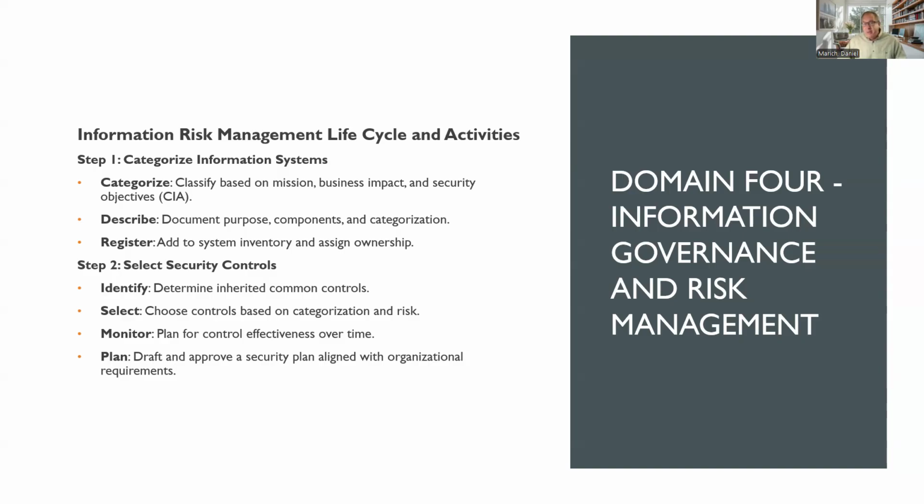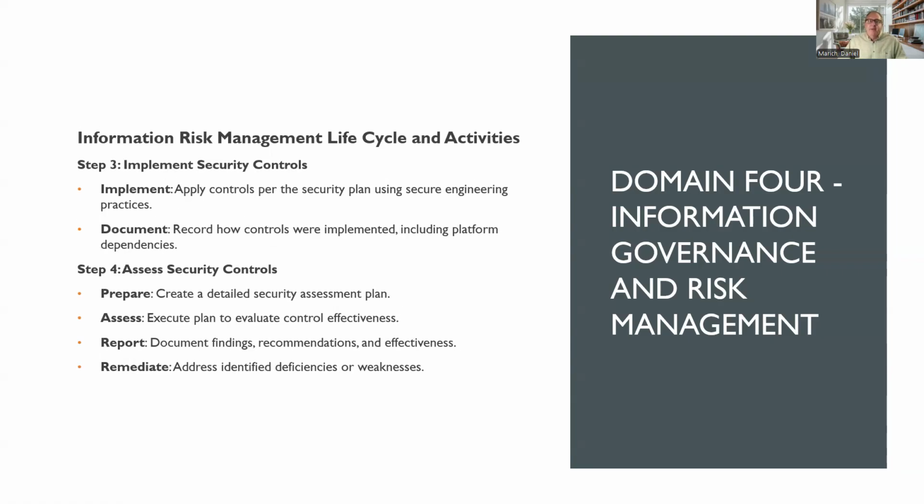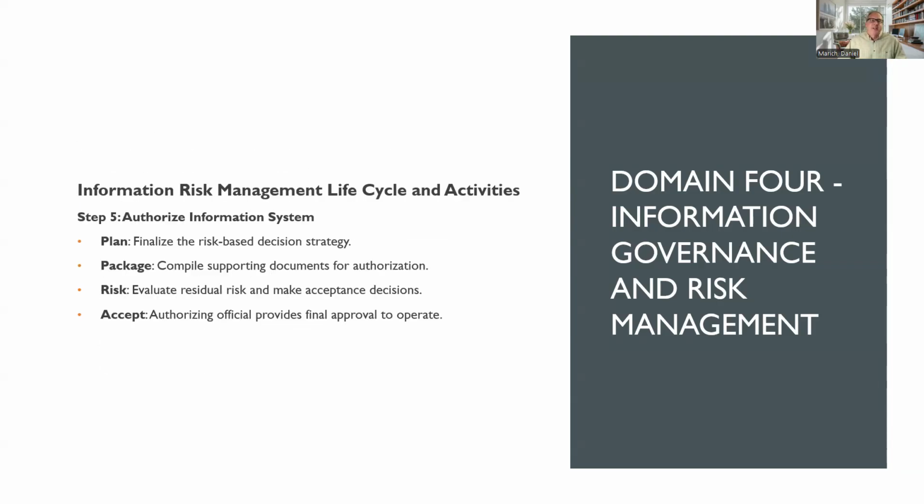All right. Then domain 4 goes into the information risk management life cycle and activities. Yes, you need to know these. Focus on the steps. What are the steps? All right. Step 1, categorize information system. Step 2, select the security controls. Step 3, implement the security controls. Step 4, assess the security controls. Step 5, authorize the information system, right? Finalize the risk, compile the supporting documents, evaluate residual risk, and make acceptance decisions, authorize.